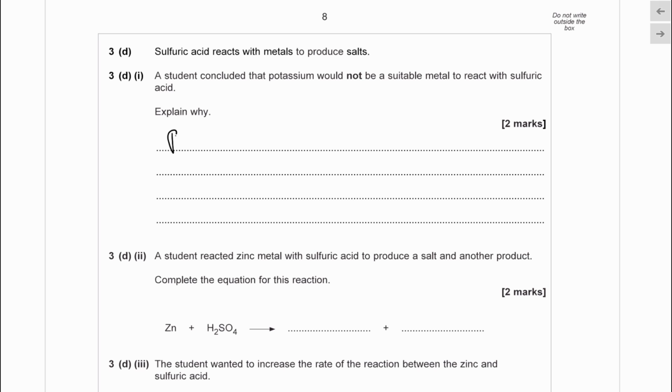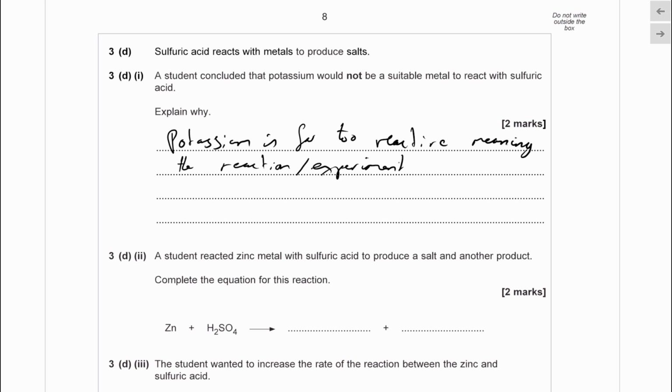So, I'm going to say potassium is far too reactive, meaning the reaction, or experiment, if this is being done in a school lab, would be too dangerous. Alright, that's absolutely true. It'd be way too dangerous to do that in a school or to do that in any sort of normal conditions because the reaction is going to be so violent.